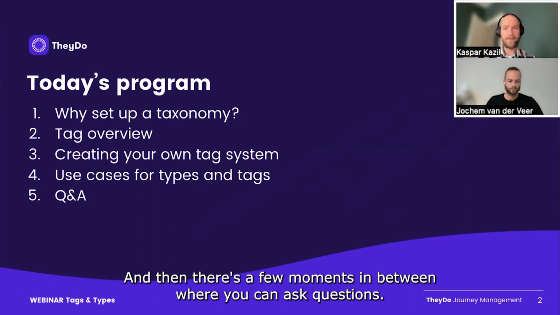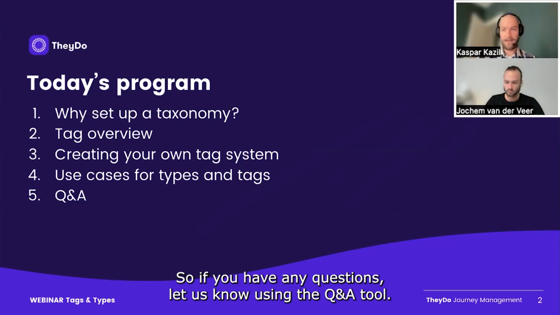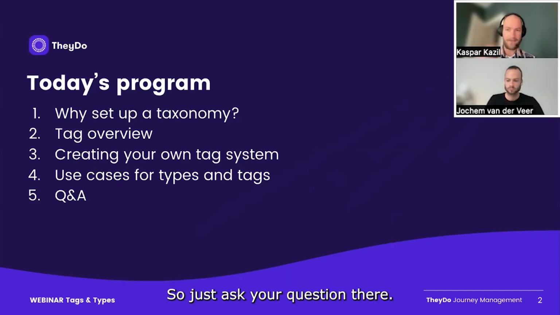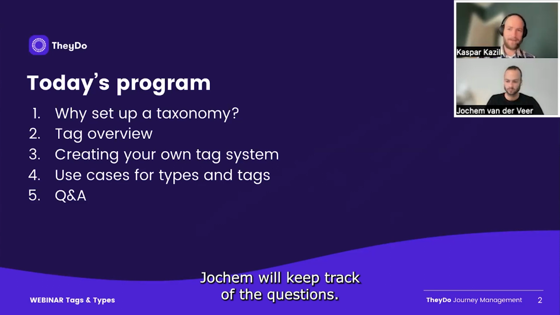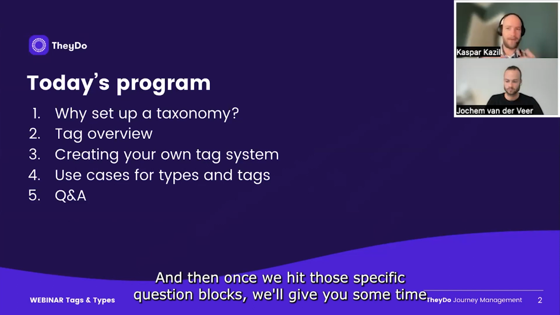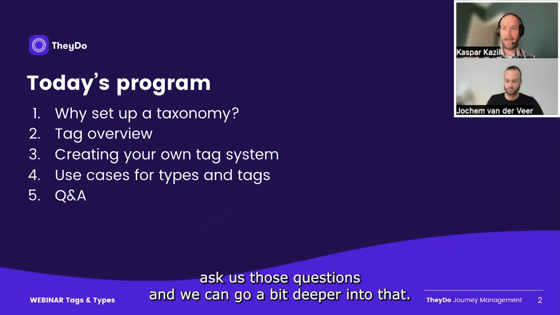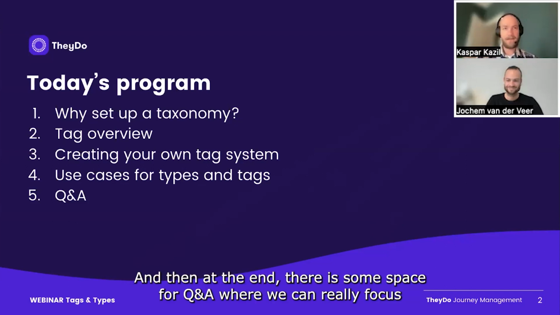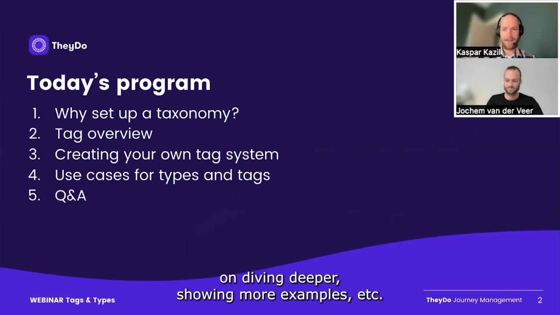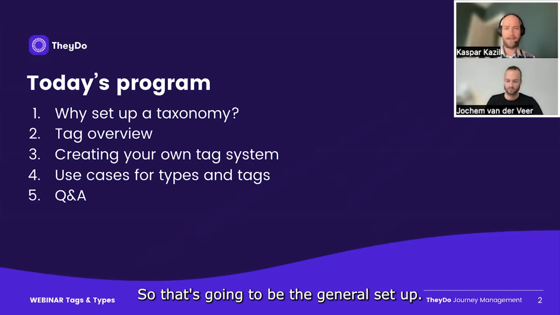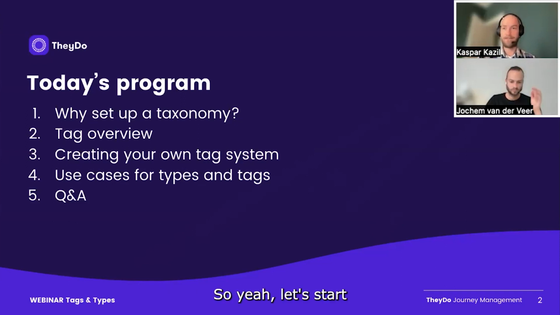And then there's a few moments in between where you can ask questions. So if you have any questions, let us know using the Q&A tool. So just ask your question there. Jochem will keep track of the answers of the questions. And then once we hit those specific question blocks, we'll give you some time to actually ask us those questions, and we can go a bit deeper into that. And then at the end, there's some space for Q&A where we can really focus on diving deeper, showing more examples, etc. So yeah, that's going to be the general setup. Let's get going without further ado.